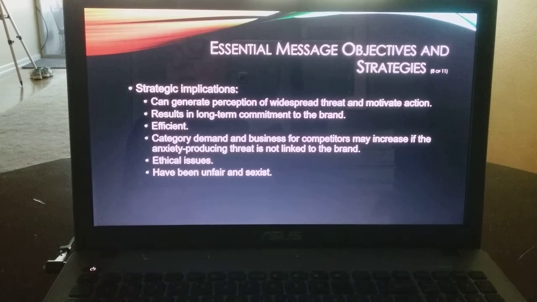Okay, so more on some essential strategies, some essential message objectives. Again, with this idea of anxiety issues, or things that people feel unsure about, like safety, you're hoping that people will have long-term commitment to the brand, and that is that you deliver on your promise, that you don't put them in more danger. And you also don't want things to be considered unfair or sexist, or in some way dismissive of any underrepresented group.